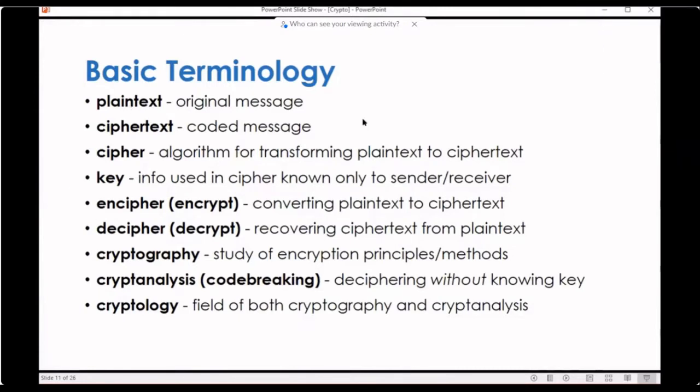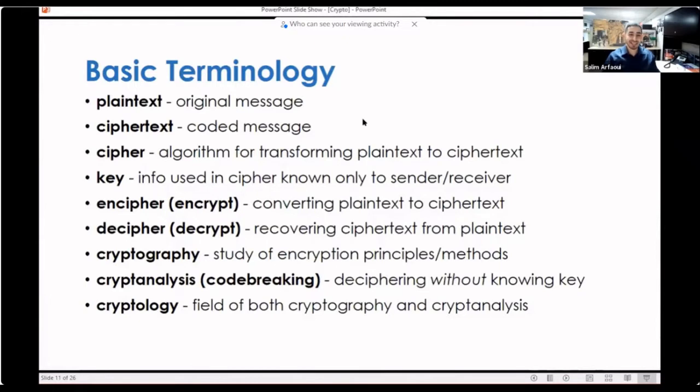Okay, so basic terminology is that plain text is the original message that you're sending. If you are sending a message, let's say your email, or you're chatting with someone, sending a text message, or you are simply sending a command or an operation or a request, all of that is considered the original message, and it is usually in plain text.